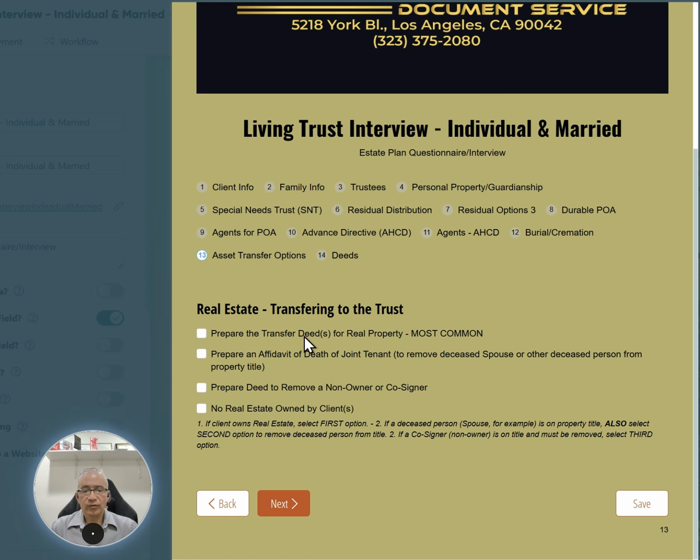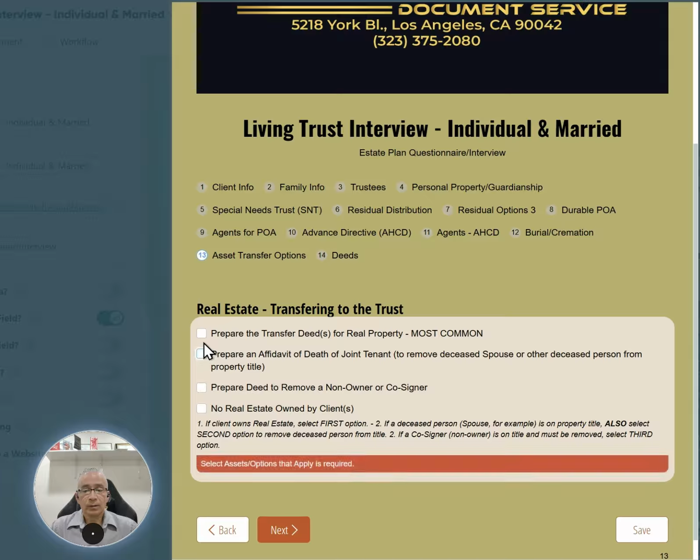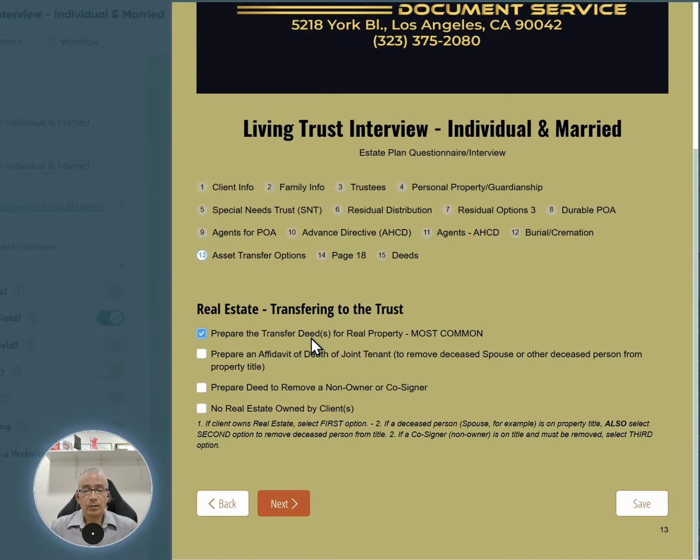Transferring real estate that's owned outright by the clients. In other words, there's no one else on the title, just the client or clients, if it's a couple, to the trust. Removing a deceased person from title, which would be this option here, preparing an affidavit of death of joint tenant. If there's a deceased person on title, the first one was transferring the property to the trust, the first option here.